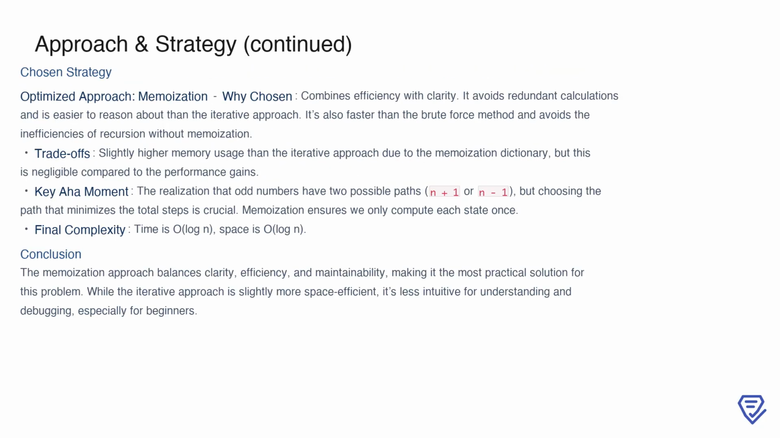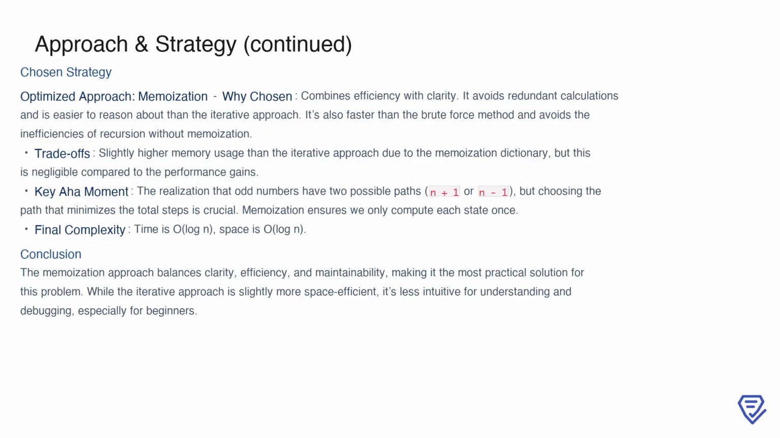Among the approaches discussed, the memoized recursive solution stands out as the most balanced choice. It combines efficiency with clarity, making it an excellent strategy for solving this problem. By avoiding redundant calculations and leveraging dynamic programming, it achieves optimal performance while remaining intuitive to implement and understand. Although it uses slightly more memory than the iterative approach due to the memoization dictionary, this trade-off is negligible when compared to the performance gains.